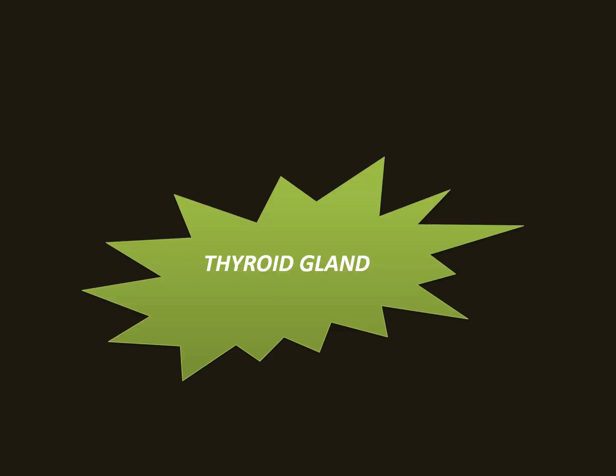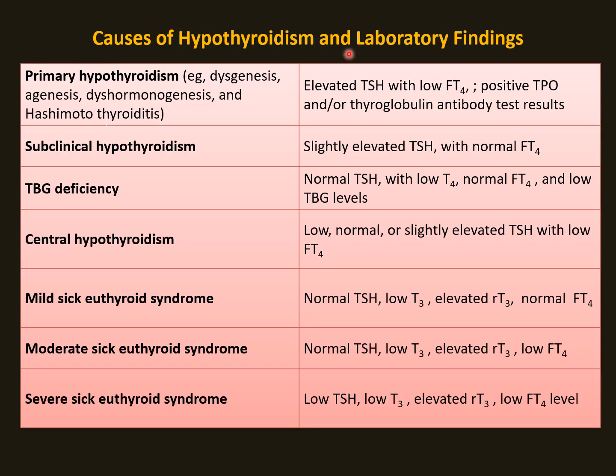Thyroid gland. Causes of hypothyroidism and laboratory findings. Primary hypothyroidism, for example thyroid dysgenesis and Hashimoto thyroiditis. TSH will be elevated and free T4 low in cases of primary hypothyroidism. So high TSH, low free T4. And in cases of Hashimoto thyroiditis, you will have positive antibodies: TPO and thyroglobulin antibodies.